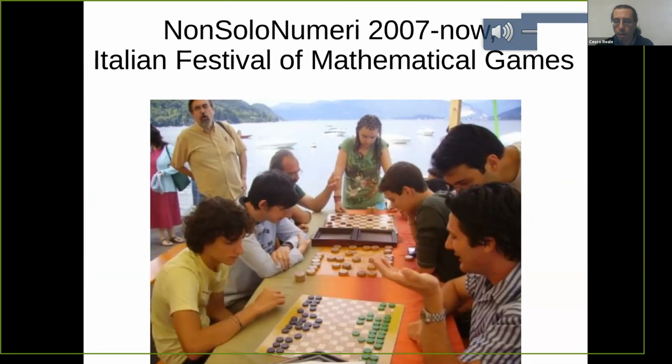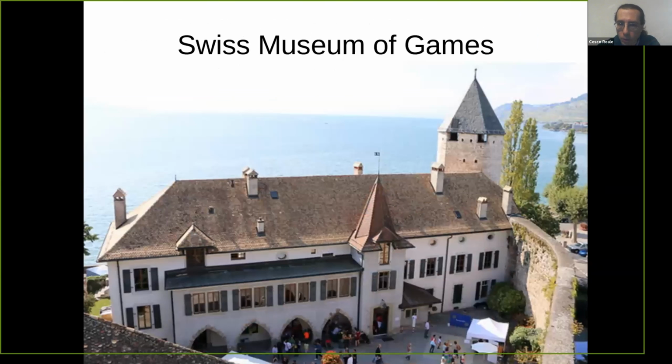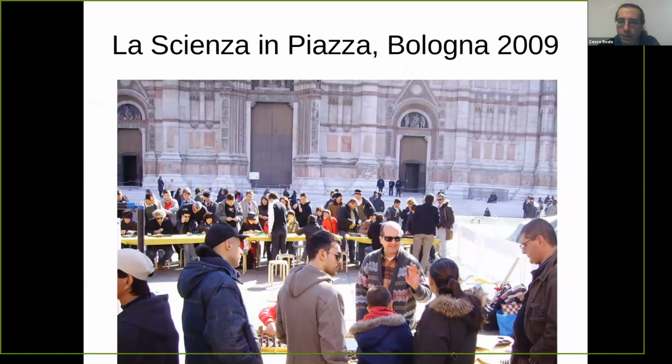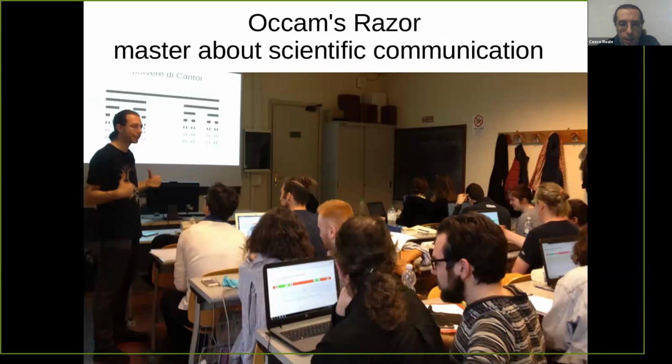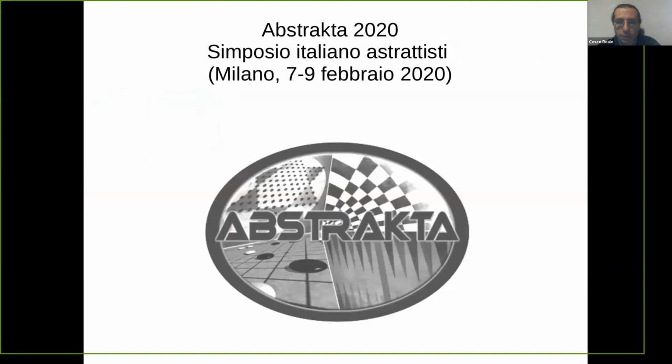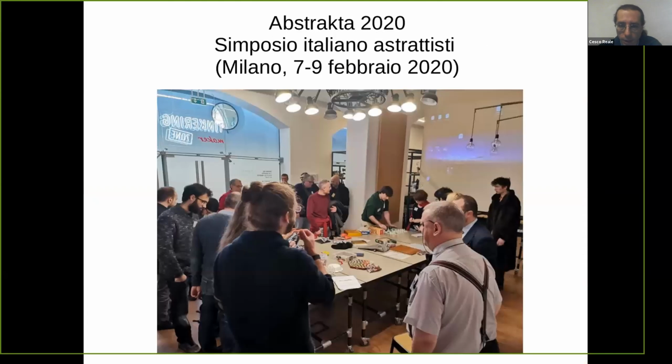So here, this is the tournament I was talking about. Now I will just show the pictures. This is on the Lago Maggiore. It's the tournament per teams. This is the Swiss Museum of Games. This is in Bologna, the big event. This is the exhibition workshop about mathematical games. This is the Master of Scientific Communication, which I teach in Torino. And finally, this is the Abstracta, the Italian Symposium of Abstract Players, with a picture of that.